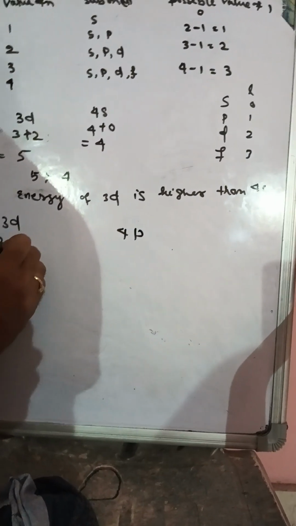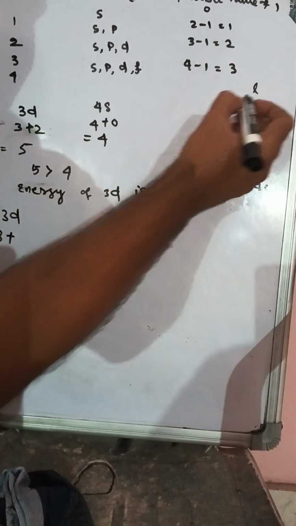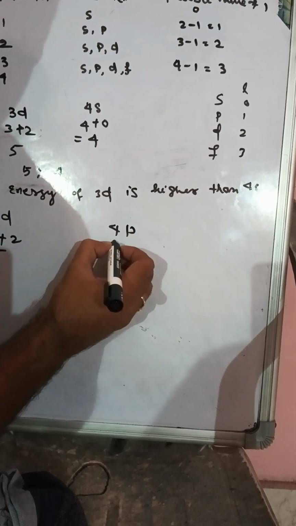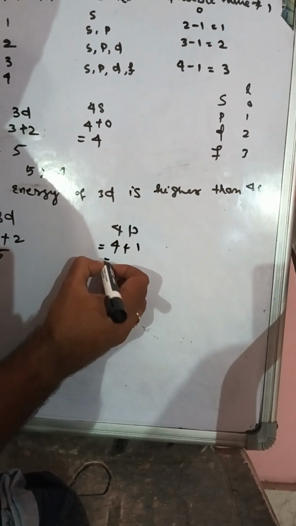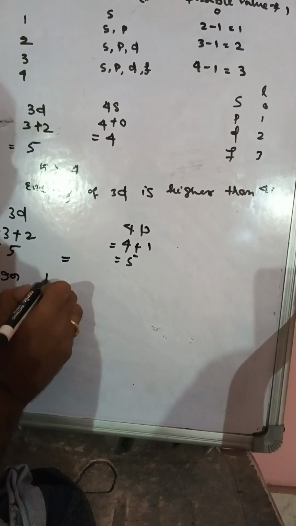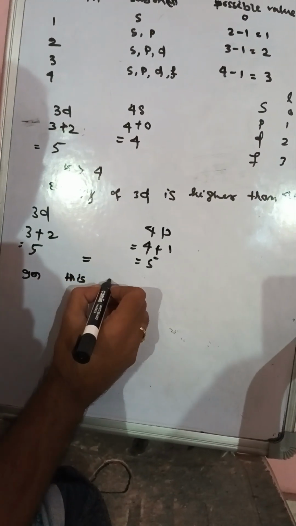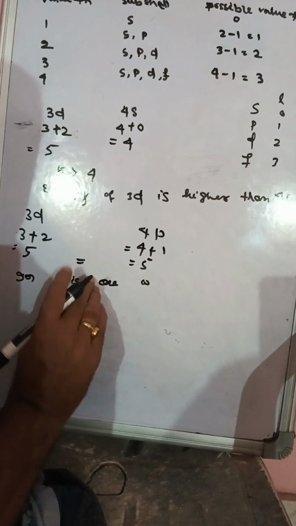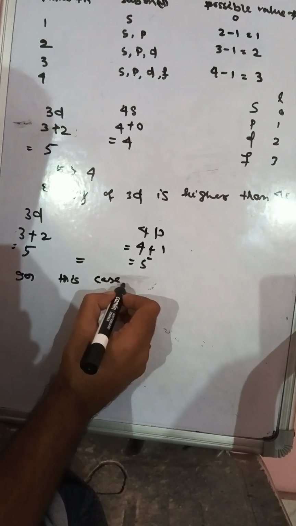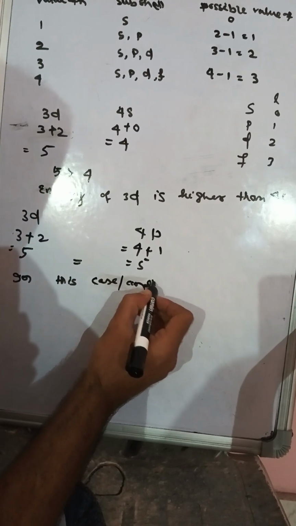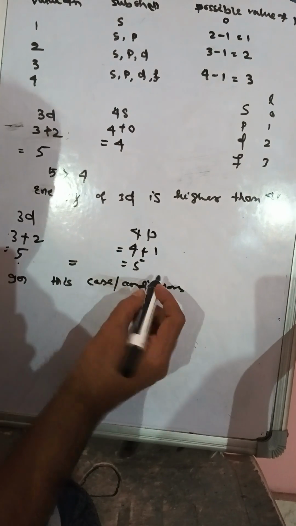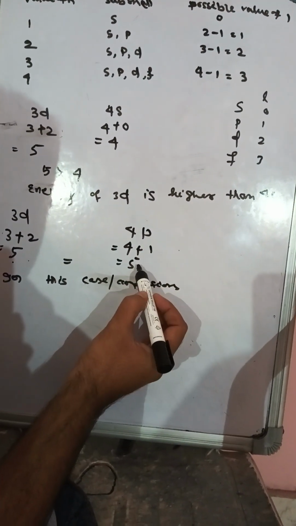Then we consider 3d and 4p. For 3d, n is 3 and d is equal to 2, that is 5. And for 4p, 4 plus p value 1, that is 5. 5 is equal to 5. In this condition, n plus l value is equal to 5 for 3d and also n plus l value is equal to 5 for 4p.